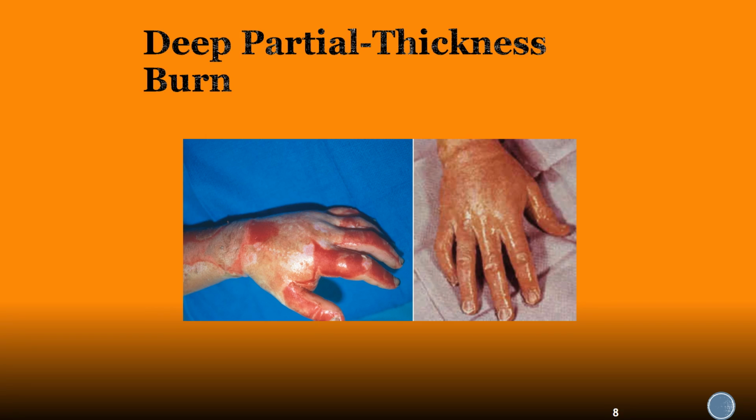Now, a deep partial thickness, usually there is no blistering. You just see that shiny appearance. There's decreased blood flow. It will result in scarring. Very painful because the nerve endings are exposed, and it can result in fluid and electrolyte loss. And because of the swelling, the damage, possible infection, it can go deeper and end up being a third degree burn.